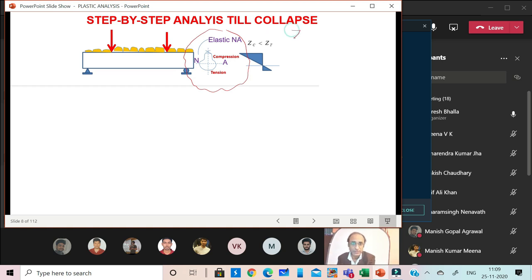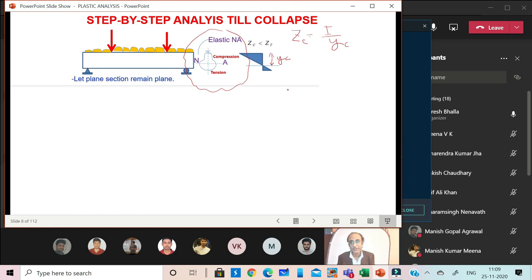And what is Z? Z is equal to the moment of inertia divided by the distance of the extreme fiber from the neutral axis, which here is YC. So this is ZC, and YC is this distance. That is the section modulus. So the section will have different section moduli with respect to compression and tension. The section modulus of the compression side is lower than that of the tension side. Okay, let's go further.